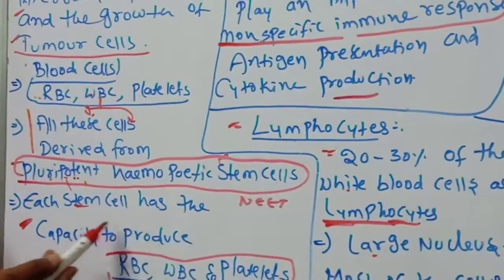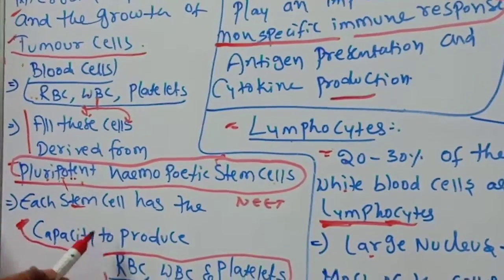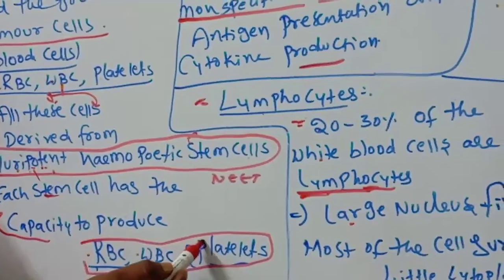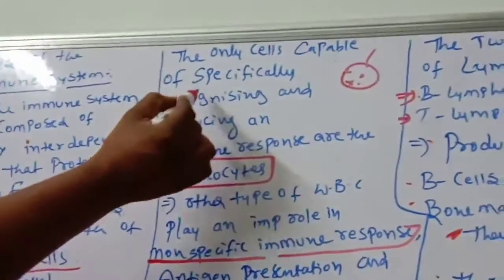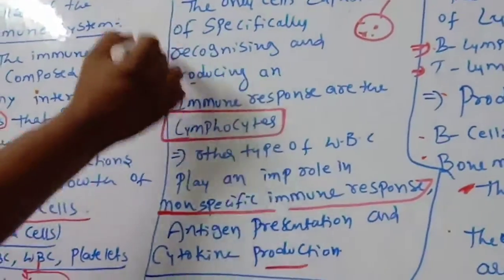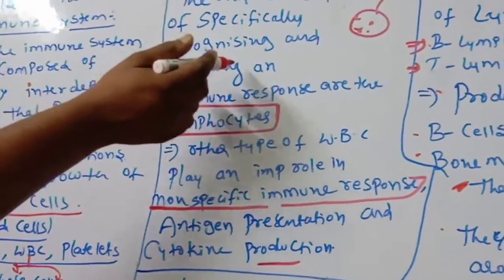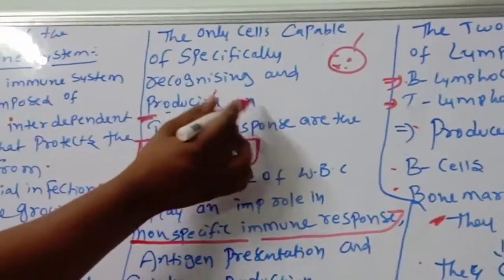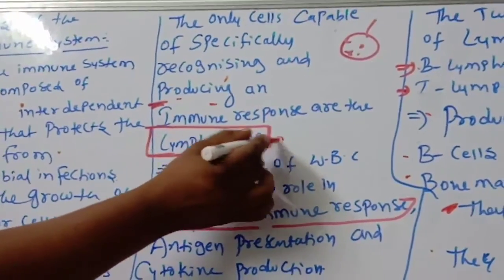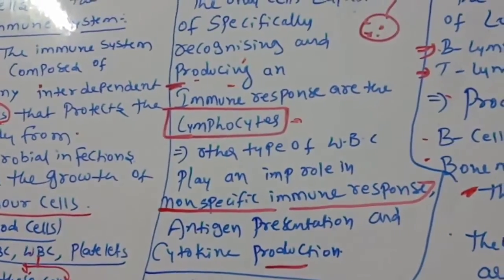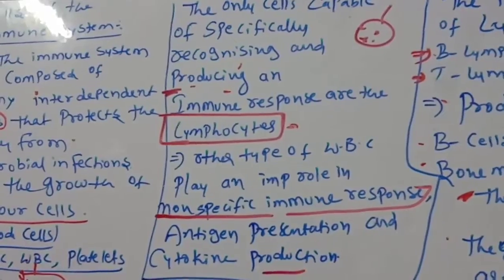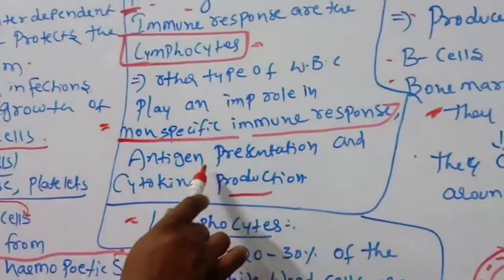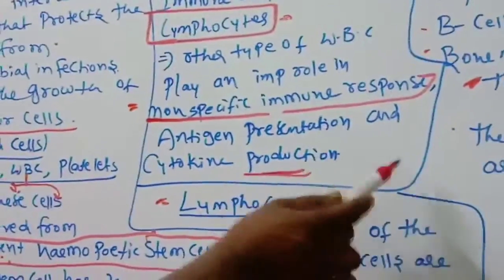Each stem cell has the capacity to produce RBC, WBC, platelets. Among all these WBCs, only one type of cell is capable of recognizing and producing an immune response: the lymphocytes. Other types of WBC play an important role in non-specific immune response, antigen presentation and cytokine production.